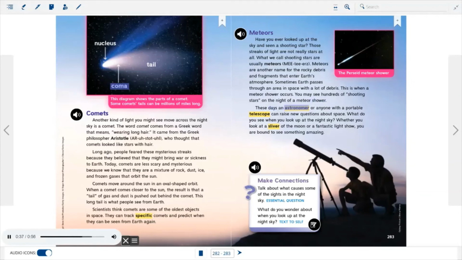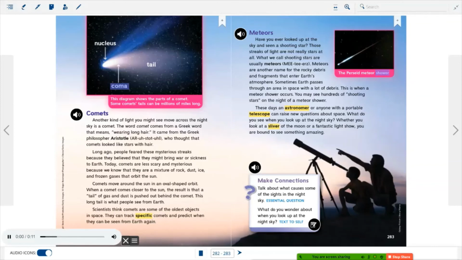These days, an astronomer or anyone with a portable telescope can raise new questions about space. What do you see when you look up at the night sky? Whether you look at a sliver of the moon or a fantastic light show, you are bound to see something amazing. The Perseid meteor shower.